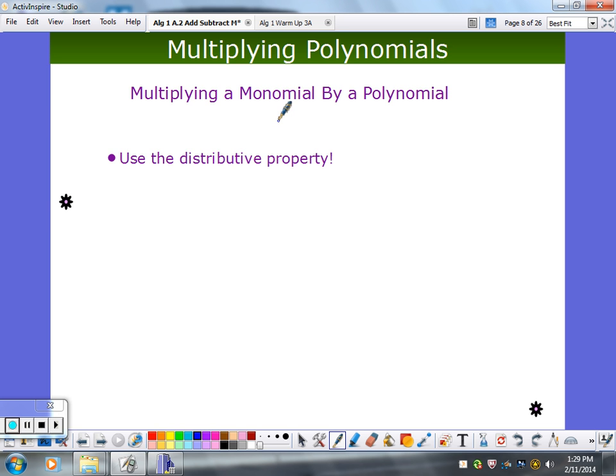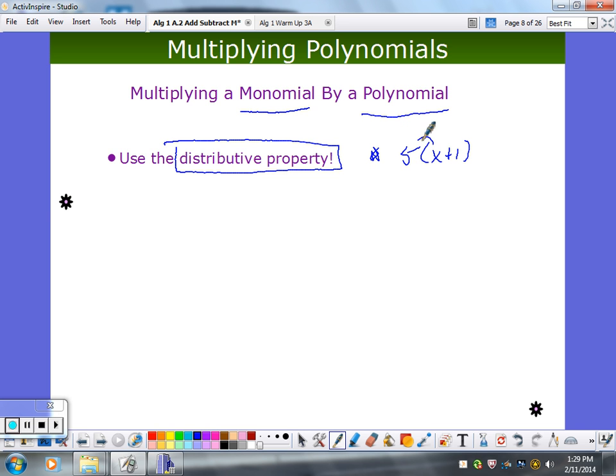I'm going to start looking at a monomial times a polynomial. So one term times multiple terms. Distributive property. Remember that guy? How does it work? If I've got 5 times x plus 1, how do I distribute? I'm just reviewing distributive property because that's how you multiply. So a monomial, right? One term, here it is. And here's my polynomial. I've got 4 terms here. So what do I do?